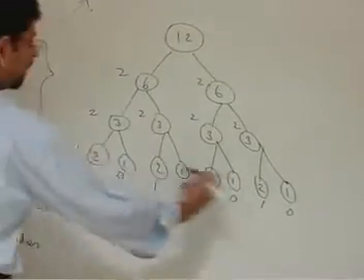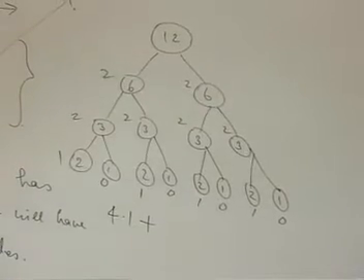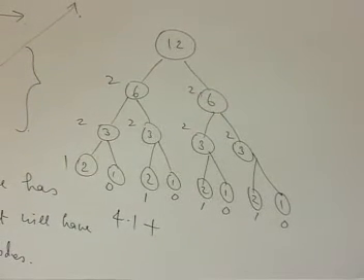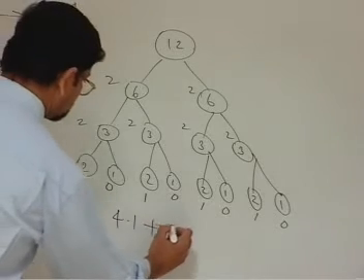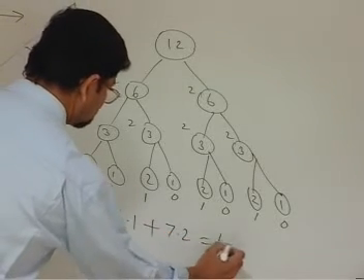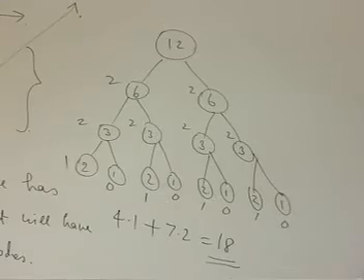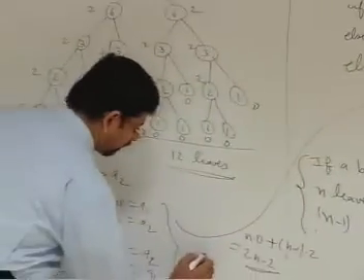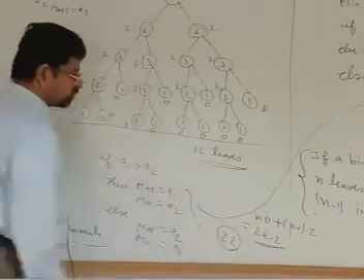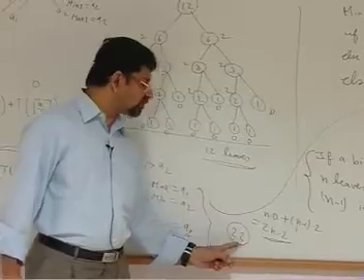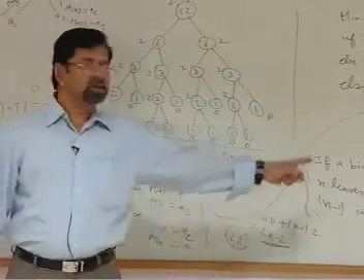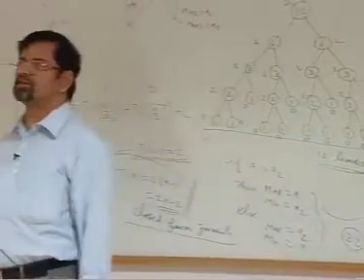plus there are 8 leaves, therefore there are 7 internal nodes. There are 7 internal nodes. So 7 into 2, this is 18. Whereas here it is 22. 2 into 12, 24 minus 2 is 22. You see a visible improvement even for a small instance.